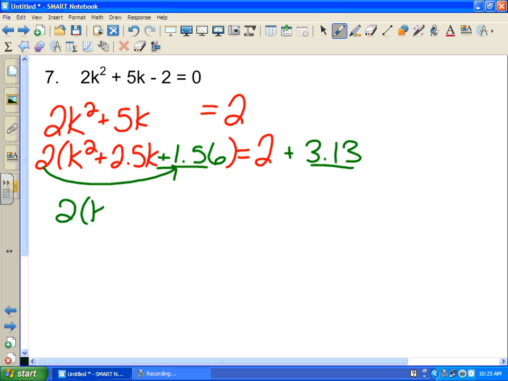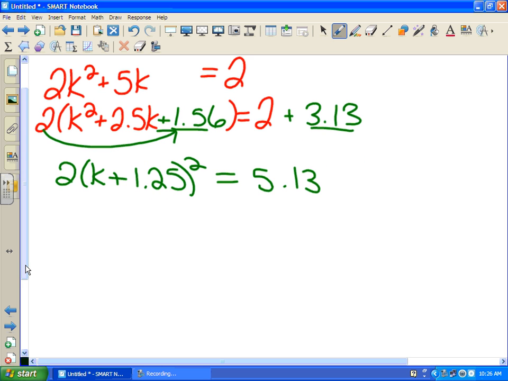Okay, so we have 2 times k plus 1.25 squared equals 5.13. So we're going to try to work it out from here. Can you work it out from here? Is it too scary? This is the hardest one. So if you can do this, then the rest will be easy. Don't say I didn't warn you.